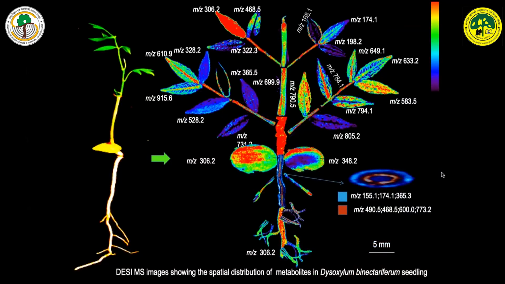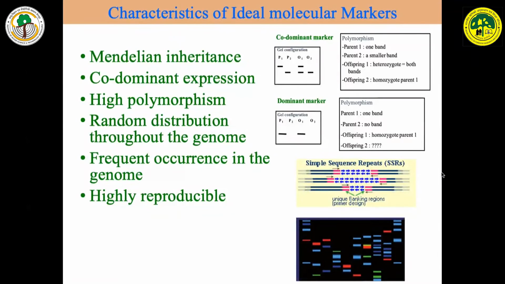So far I was discussing phenotypic and chloroplast markers for species identification and the use of metabolome analysis using different platforms, and now I come back to nuclear markers which can be used for diversity analysis. The ideal marker should show Mendelian inheritance and codominant expression, and most often SSRs, simple sequence repeats, are codominant markers. They should be highly polymorphic across the population, randomly distributed throughout the genome, high in frequency of occurrence in the genome, and highly reproducible. These are the ideal characteristics of markers.